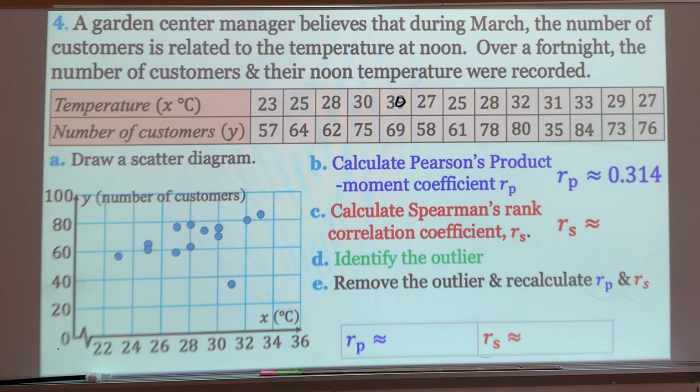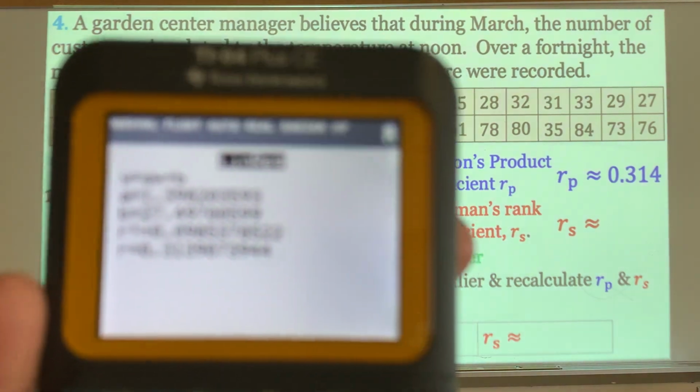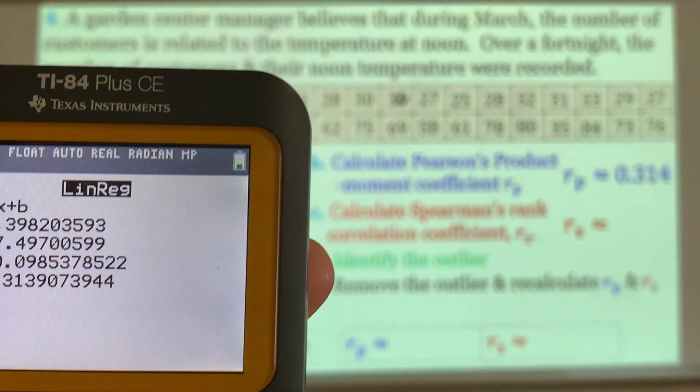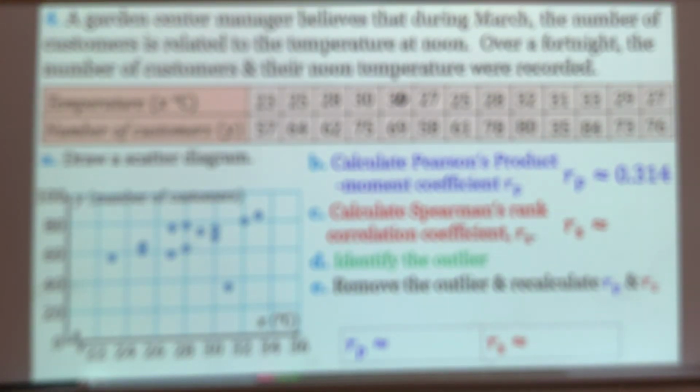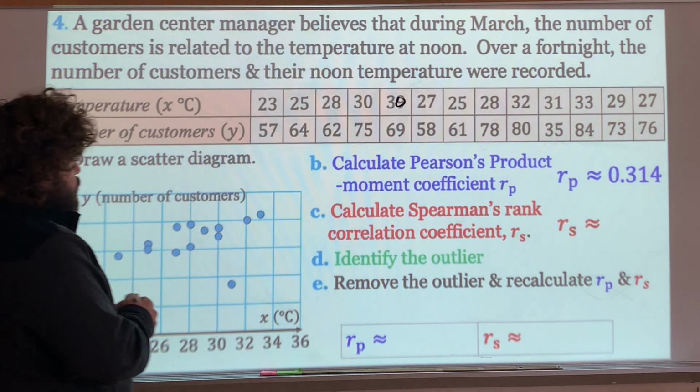Stat. Calc. Rank. Typo by me, and it was on the problem. So 0.313. Perfect, 314. Now, we're going to do the rank correlation coefficient. I told you guys to rank these. You might have to re-rank the top ones, but you had this in your book anyway.